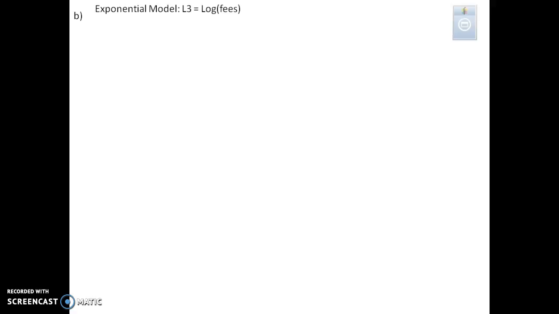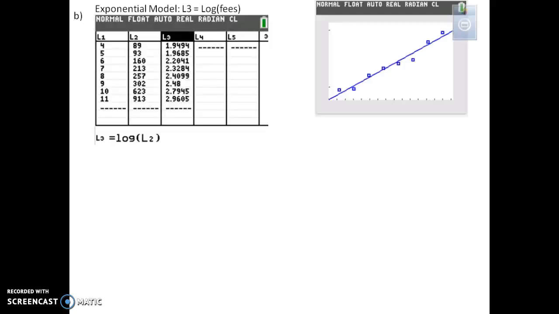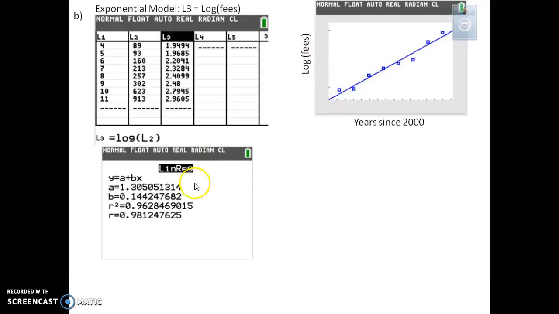Basically I ran the regression using list 3 with log of fees, and that's what the model looked like. Again, you want to put your labels on. This is my scatter plot of my x versus my log of y with the regression line on top. This is a regression output itself, everything that you want to write down.